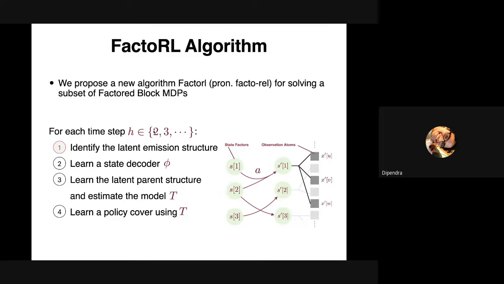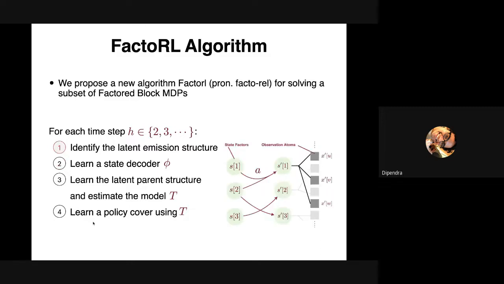For a given time step h, we will find the emission structure, which means we will find which atoms are emitted from the same factor. Then we will use them to learn a state decoder for mapping to the state S prime. Then we will learn the latent parent structure and estimate the transition model T. We will use the estimated model to do planning and recover a policy cover. Those are the 4 steps in the algorithm. The algorithm is a little bit involved, and I'll try to cover the key details, but if you have any questions or want more details, I'm happy to chat in the informal session.